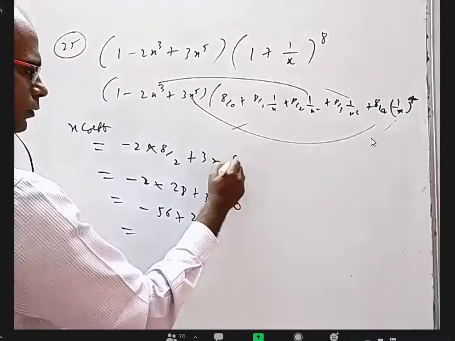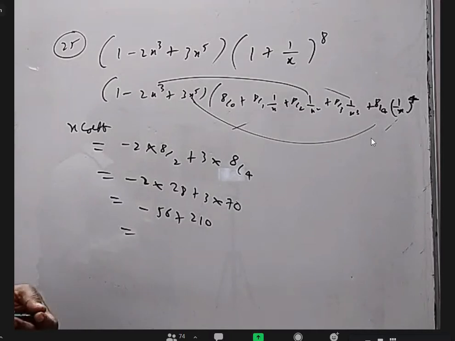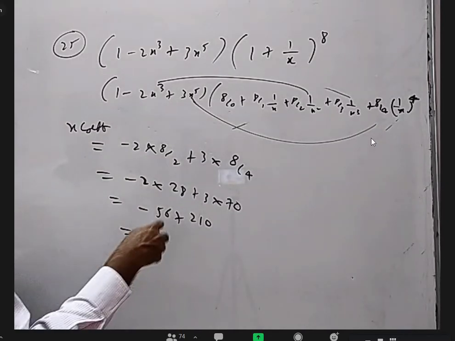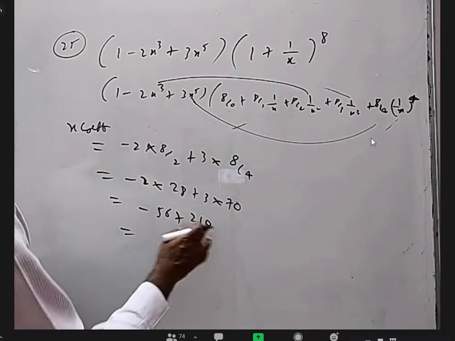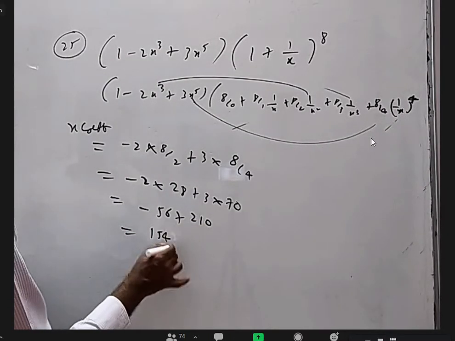Sir, it should be 3 into 8c5, no, sir? It's 3x power 5. No, they don't want constant. They want x coefficient. Coefficient of x, x power 1. Yes, sir, yes. So this is 154.